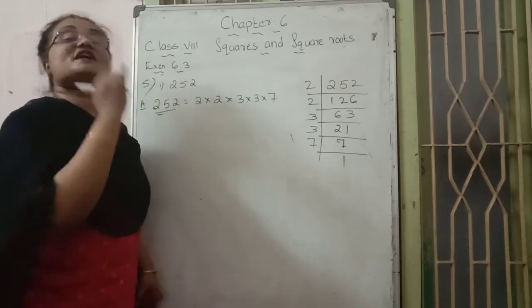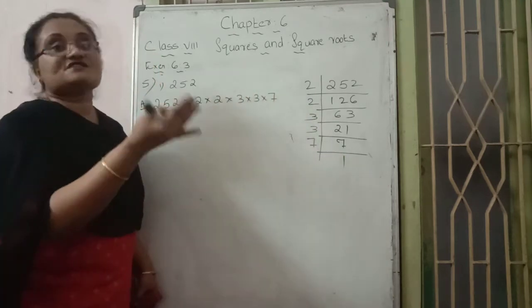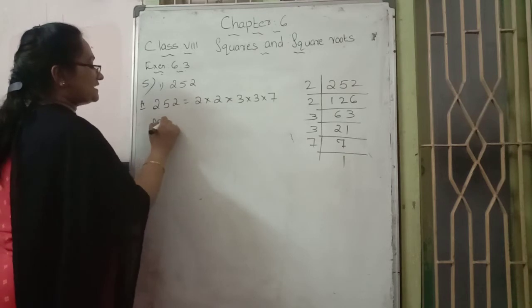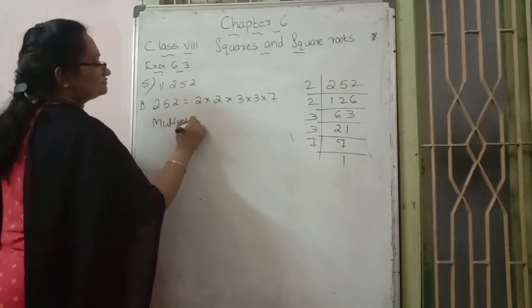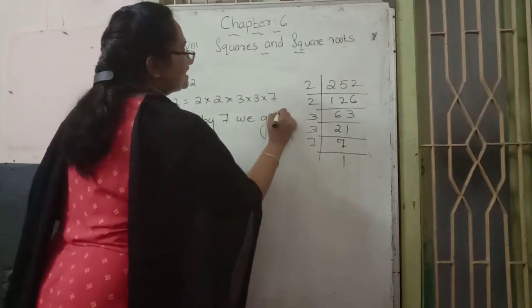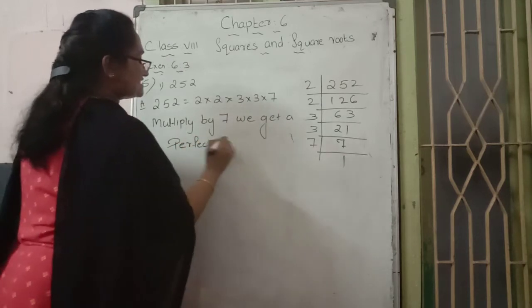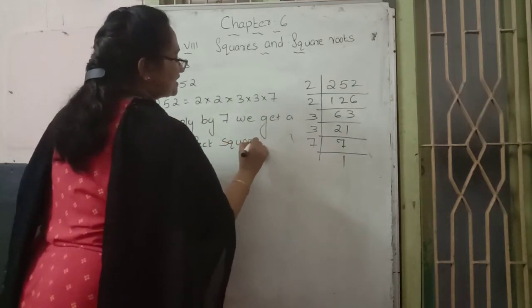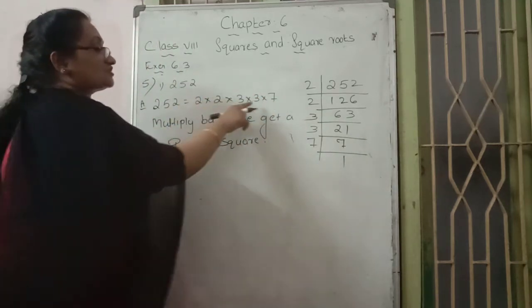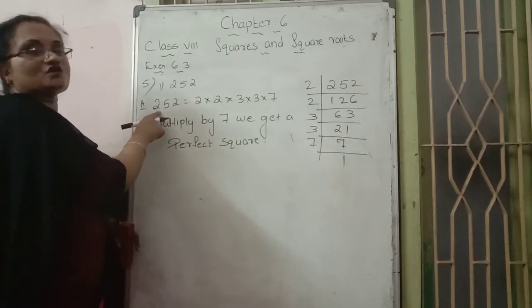Our question is, how do we make it a perfect square? If one more 7 is there, we can make it a perfect square. So we can write it as multiplying by another 7, and we get a perfect square. Multiplied with another 7, we get a perfect square. So any change made on the factors side, the same change must be made on the given number side also. Otherwise we will get a wrong answer.